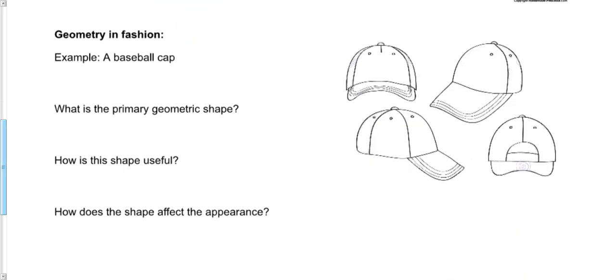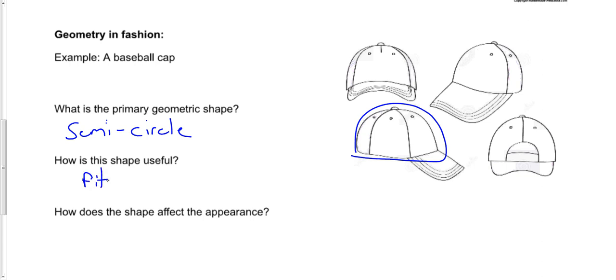We see geometry in fashion as well, and in the baseball cap example we've got over here, the primary geometric shape that we see, I would argue, is this dome shape, this half circle or semicircle. Okay, and how is that shape particularly useful? Well, a semicircle will fit easily on a person's head. So a semicircle is a good shape for keeping something on a person's head. So it fits a person's head.